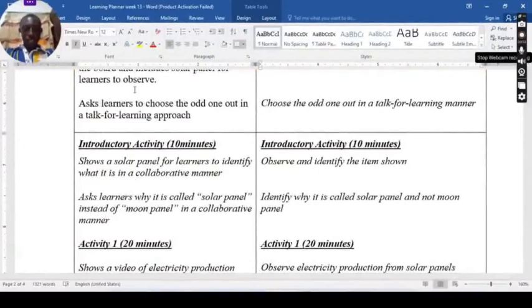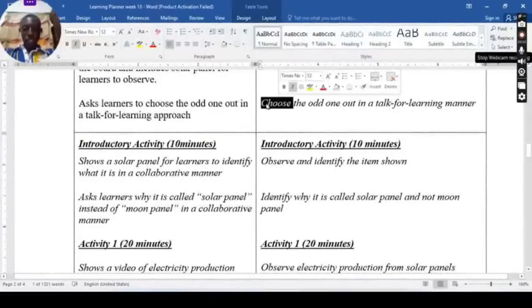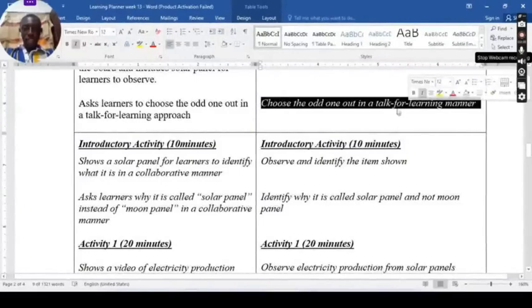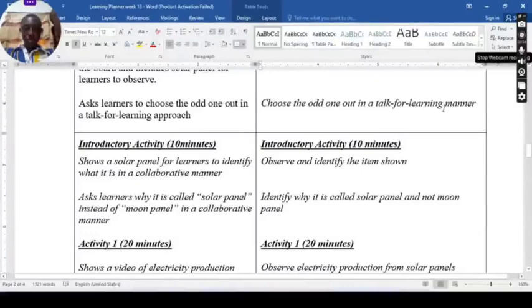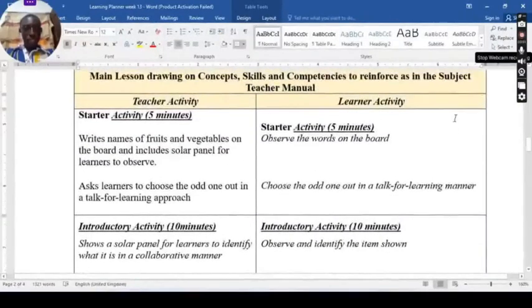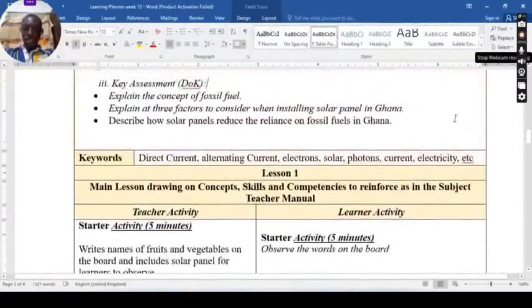Then in the starter, the same activity: ask learners to choose the odd one out in the top 4 learning approach. On the learner side, learners choose, but I didn't bring the word learners. So I go straight: choose the odd one out, I mean the sentence, in the top 4 learning manner. Now, top 4 learning is one of the pedagogical strategies we enumerated, and I told you that you have to be inculcating them in the activity. So I wrote top 4 learning as one of the pedagogical approaches, and I've used it in a starter.